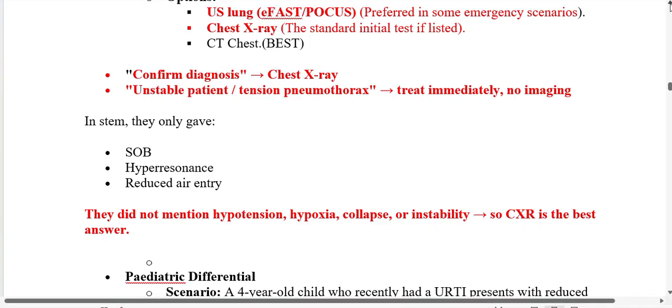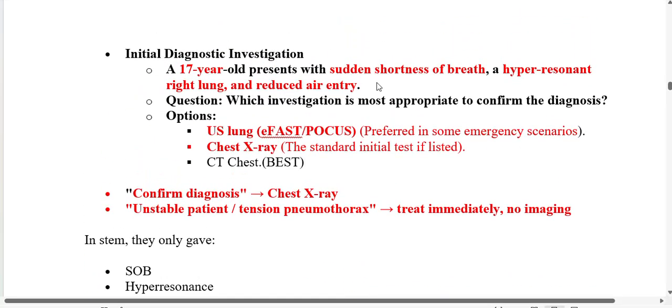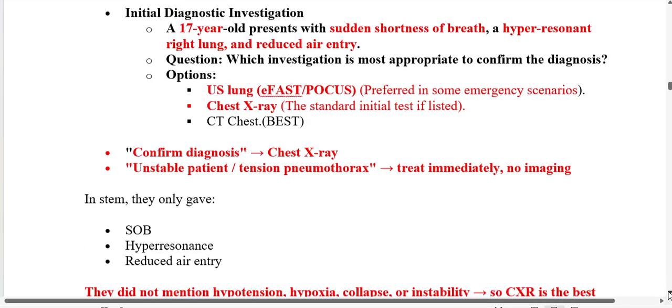So in that case, if the patient has these symptoms and is vitally stable, then we will do the X-ray, the standard initial test if listed. Otherwise, we will do the ultrasound, E-FAST.